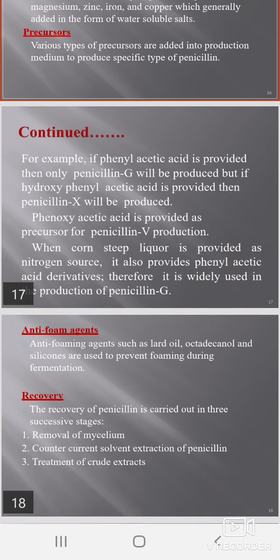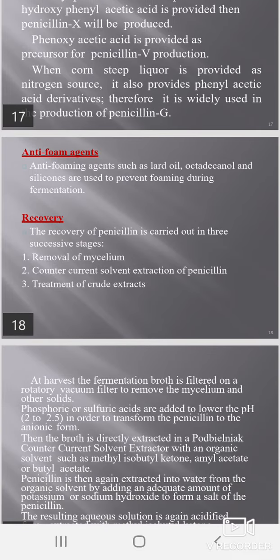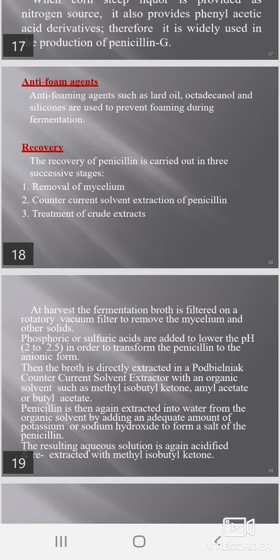Recovery. The recovery of penicillin is carried out in three successive stages: removal of mycelium, countercurrent solvent extraction of penicillin, and treatment of crude extracts. At the harvest, the fermentation broth is filtered on a rotary vacuum filter to remove the mycelium and other solids. Phosphoric or sulfuric acid is added to lower the pH to 2 to 2.5 in order to transfer the penicillin to the anionic form.